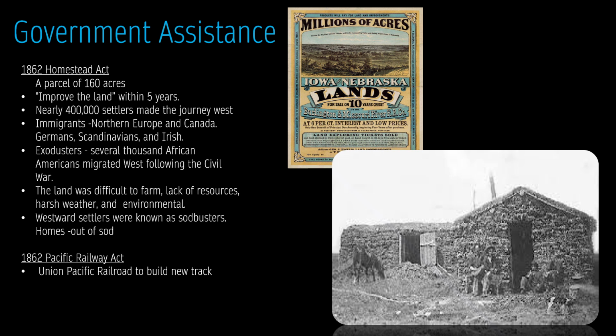So as these opportunities open up, nearly 400,000 settlers are going to start the journey west. And you're going to have migrants who are men seeking new opportunities. You have families who are traveling west hoping to build a better life on the frontier. You're going to have immigrants who are going to play a major role in this whole movement and also in building the railways. You're going to have Northern Europe, Canada, Germany.